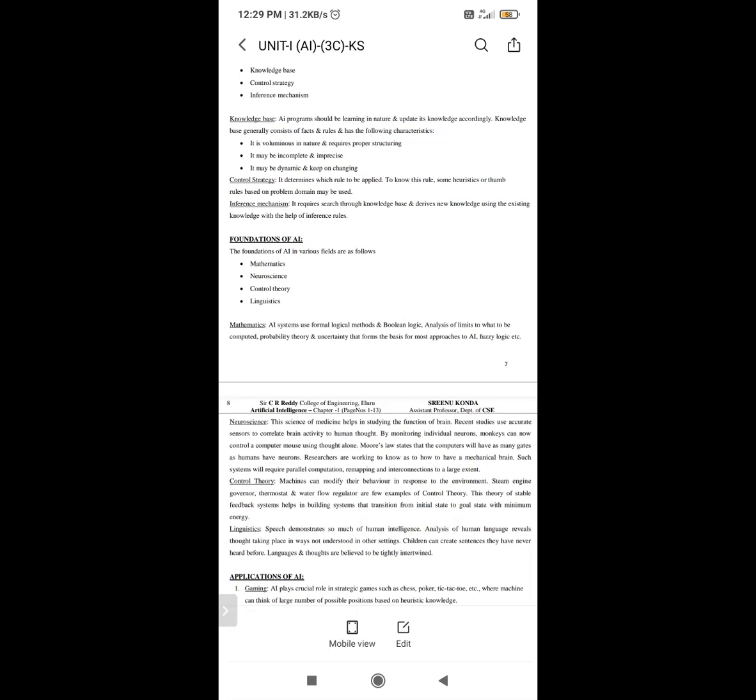To know this rule, some heuristics or thumb rules based on problem domain may be used. Okay, so in this, how do we know which rule to apply and when? By searching some heuristics. So by using the search process we can know which rule is to be applied at which place, right? So some heuristics or thumb rules based on problem domain may be used.